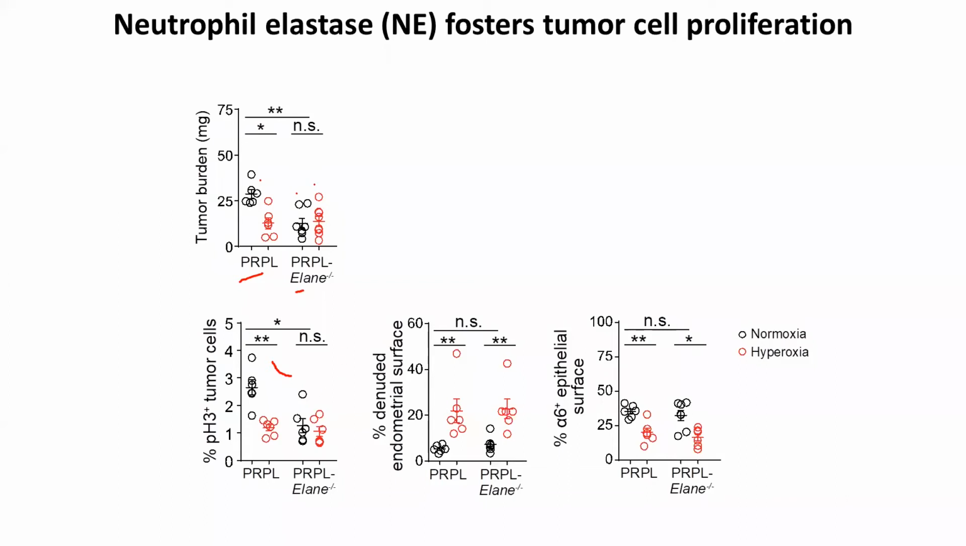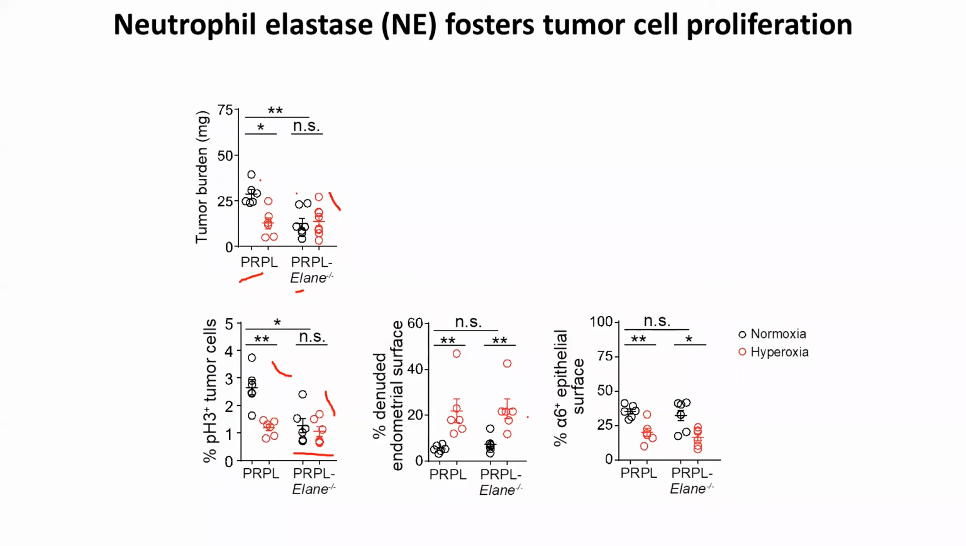Moreover, the hyperoxia housing condition of PMN elastase knockout mice didn't change the tumor burden, and did not further decrease the tumor proliferation rate relative to the normoxia counterpart, suggesting that neutrophil elastase fosters tumor cell proliferation by limiting its influence.